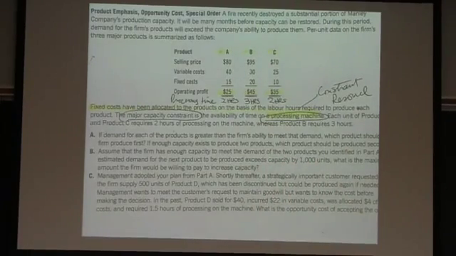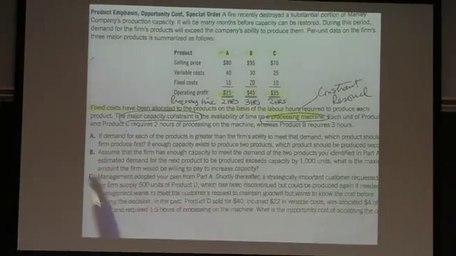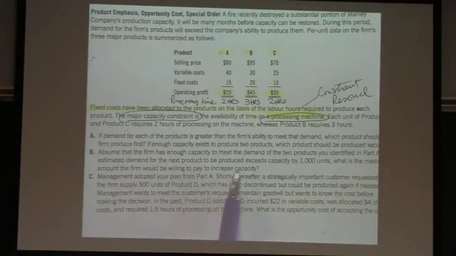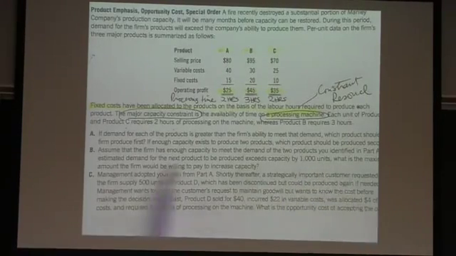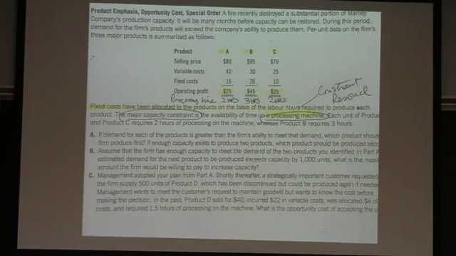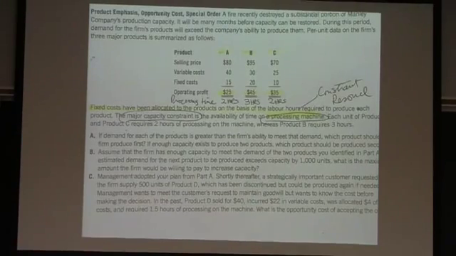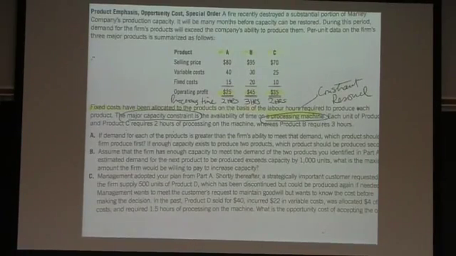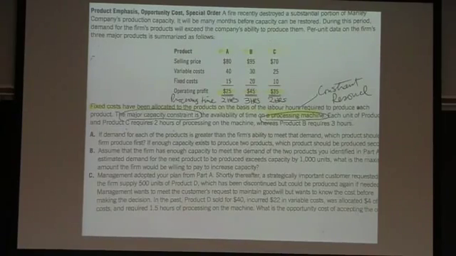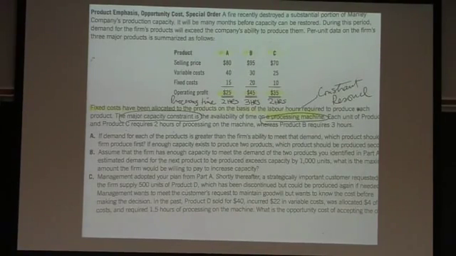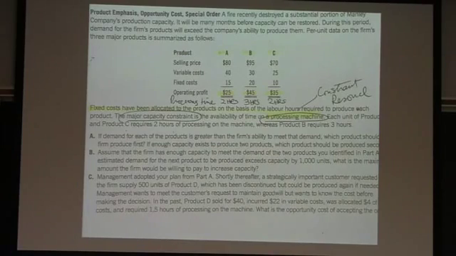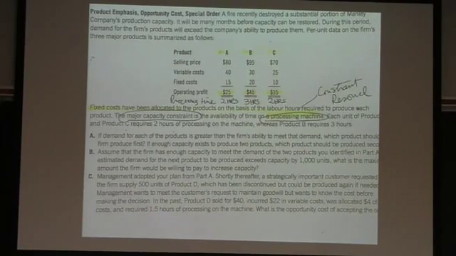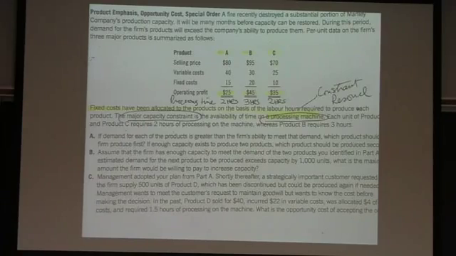Part B says, assume that the firm has enough capacity to meet the demand of 2 products, the ones that we identified in A. If the estimated demand of the next product to be produced exceeds the capacity by 1,000, what is the maximum amount the firm will be willing to pay to increase the capacity? So now we're saying we can only do 2, but now we want to determine the amount that we're willing to pay to increase the capacity for that extra 1,000 of the third, final product that we need to produce.